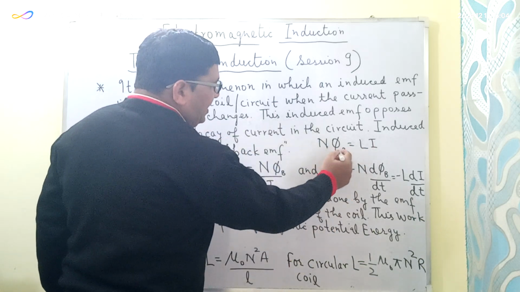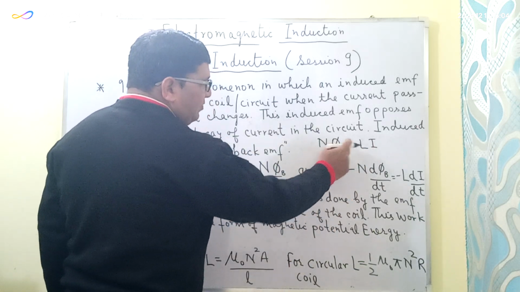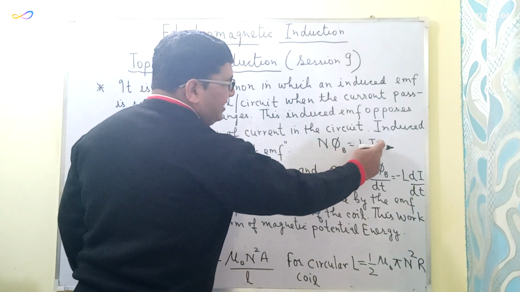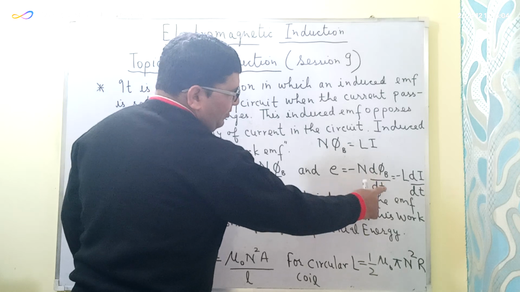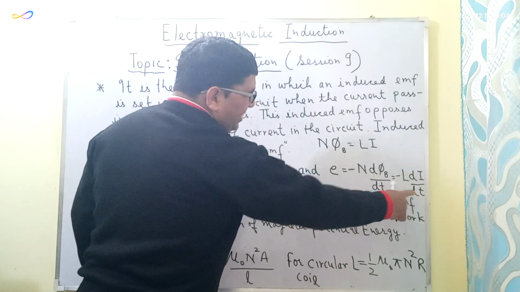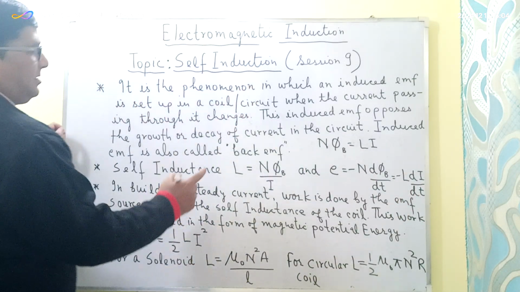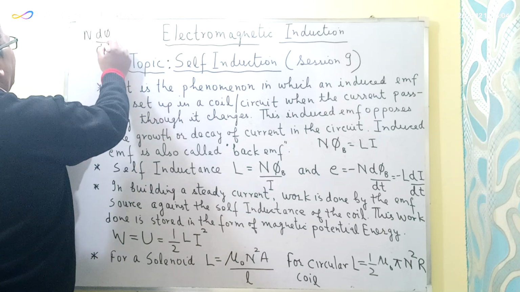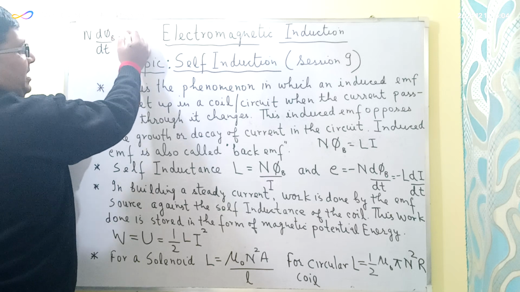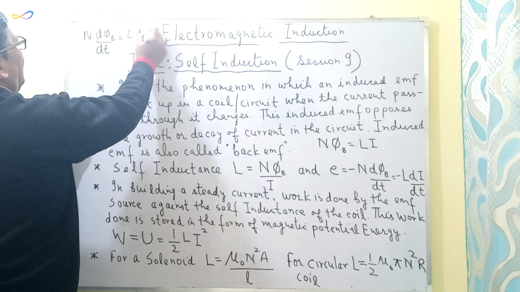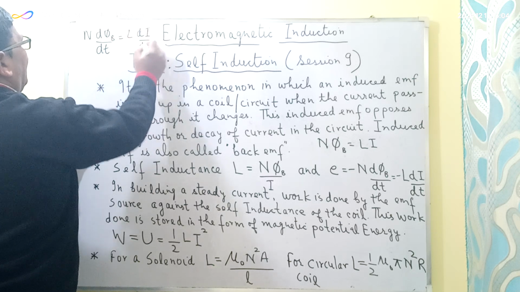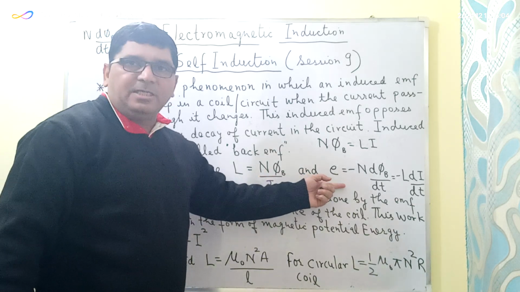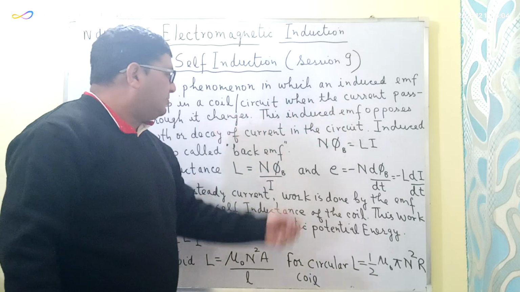So if I differentiate this equation with respect to t, then N d phi upon dt will be equal to L di upon dt. So this is an important relation with respect to the induced EMF in the coil of the circuit.